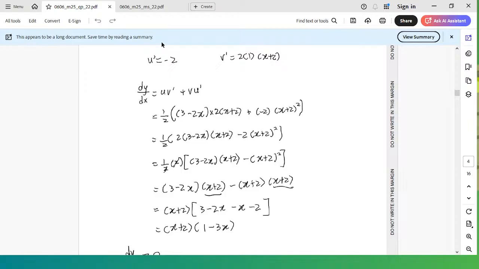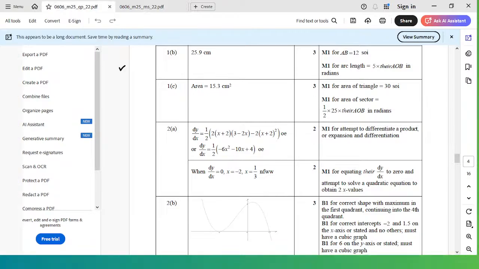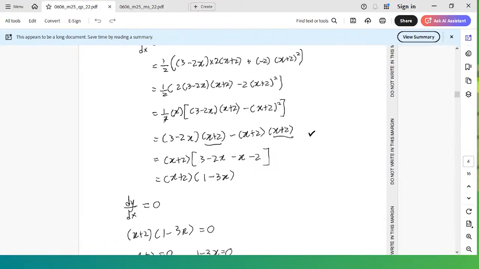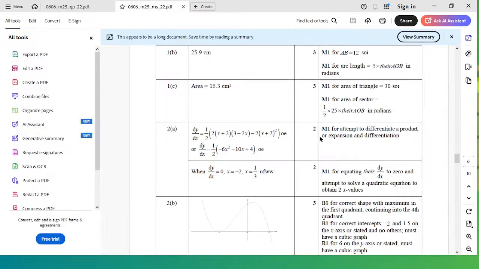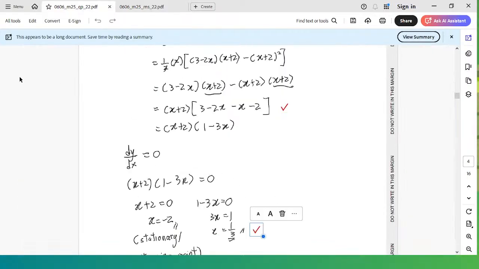Next, differentiation, I'm just going to quickly mark it through. So dy/dx equals this, which I did get over here. This gives me 2 marks. And dy/dx equals 0, x equals 2 and x equals 1/3, no further working. So this would have given me 2 marks and 2 marks over here.